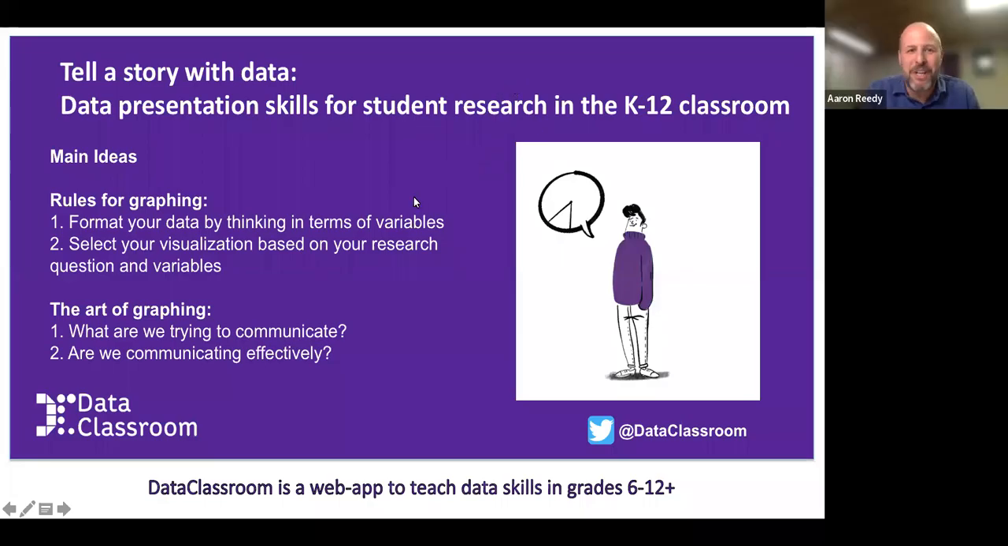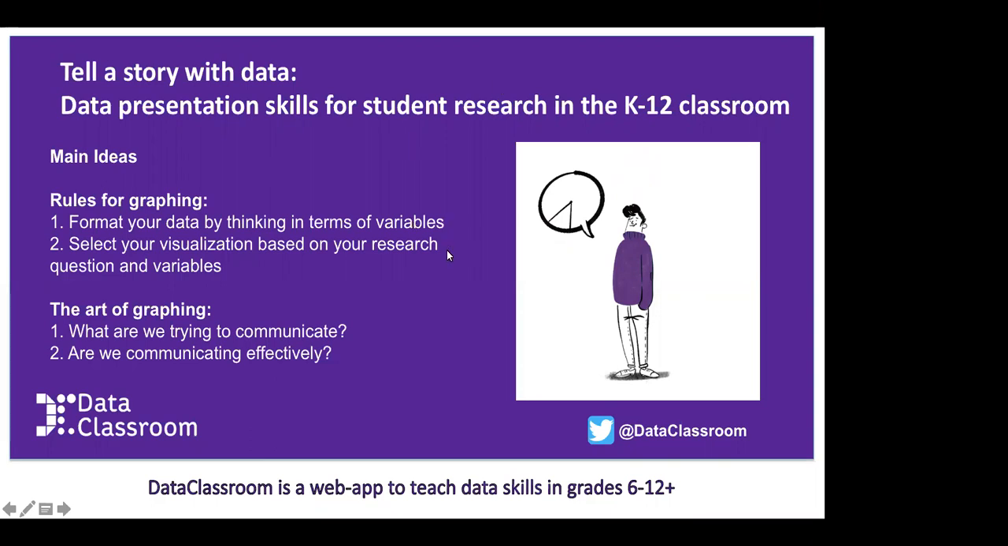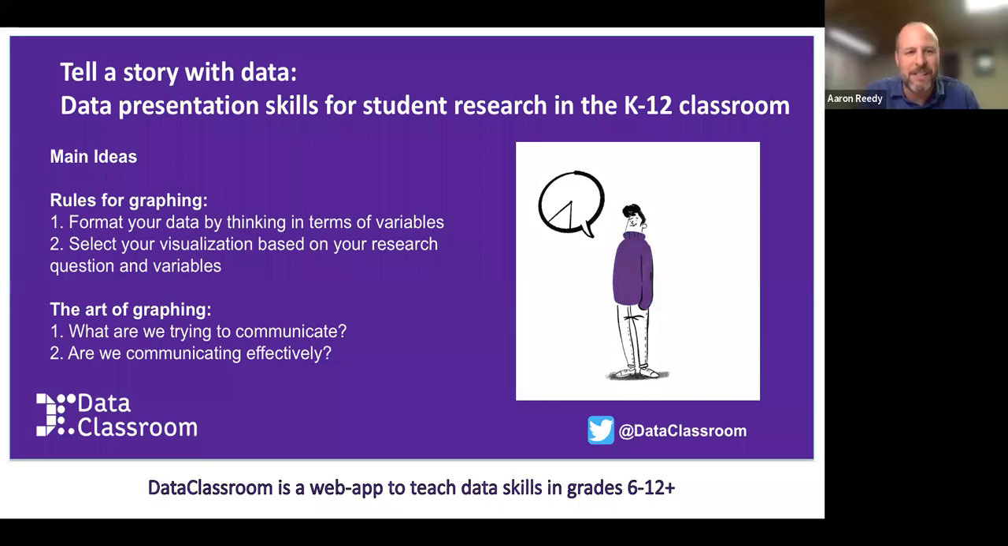Yeah, so to go over main ideas, we're going to be talking about rules for graphing. These are hard and fast rules that will need to be followed as you're choosing an appropriate data visualization. But then we're also going to spend a considerable amount of time talking about the art of graphing. These are the things where there is no one right answer, but we're going to talk about all the types of little things that you can do to make a better graph and more effectively communicate with data.